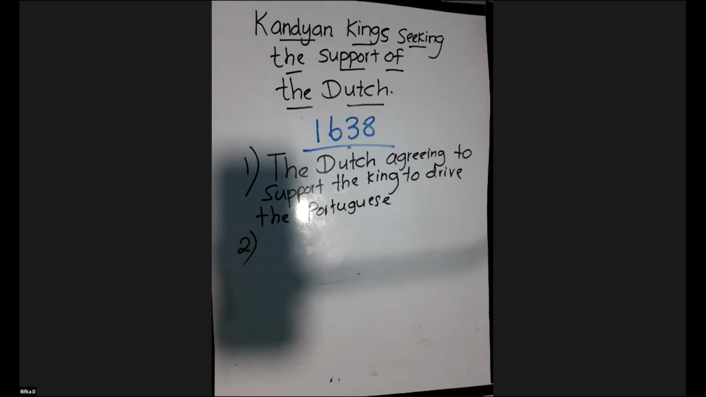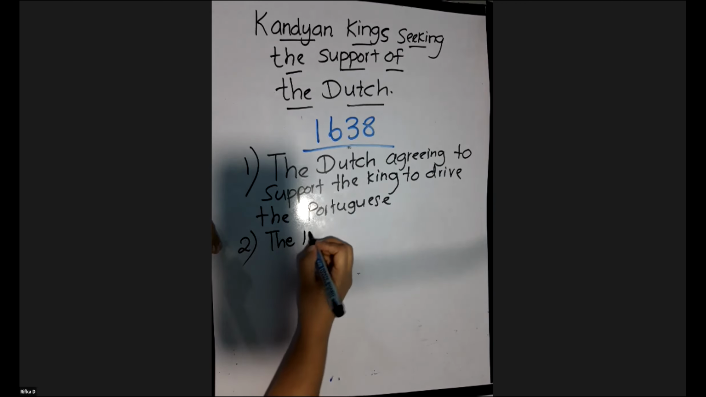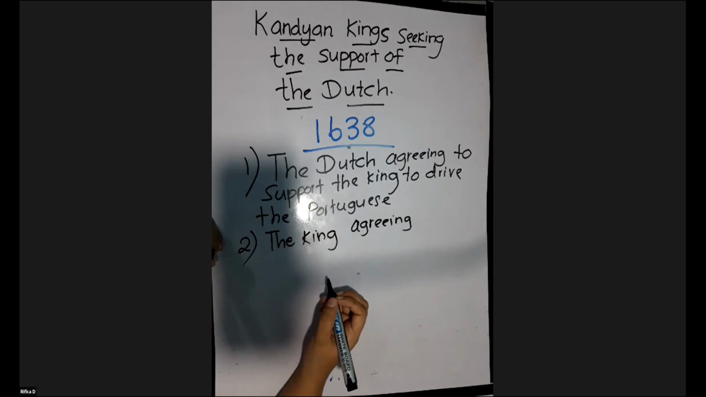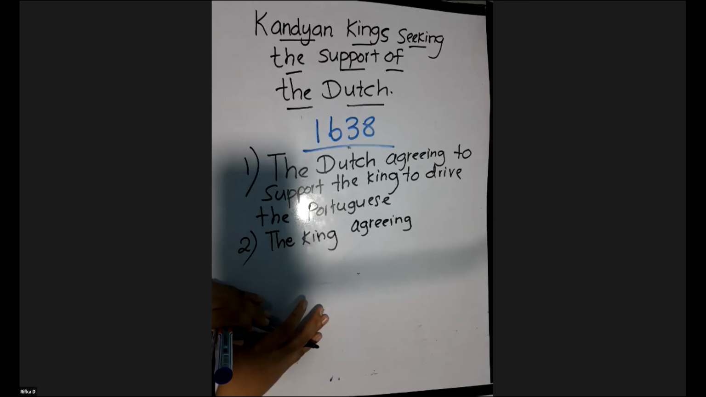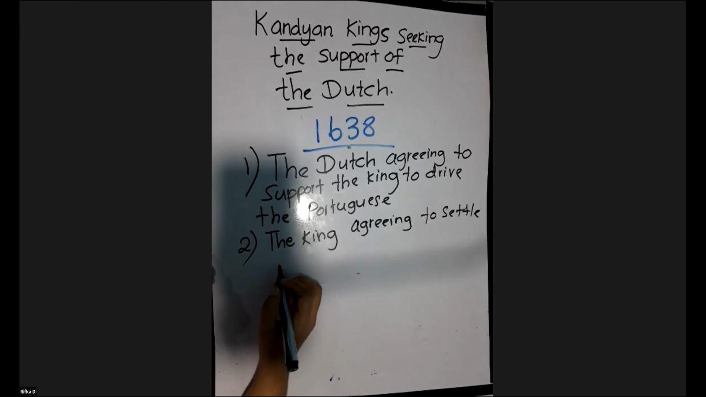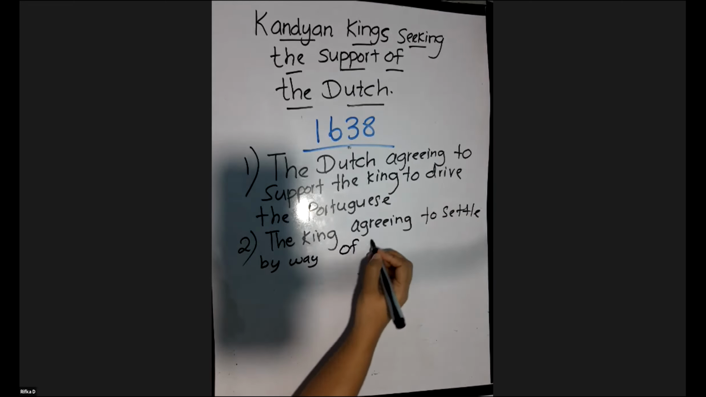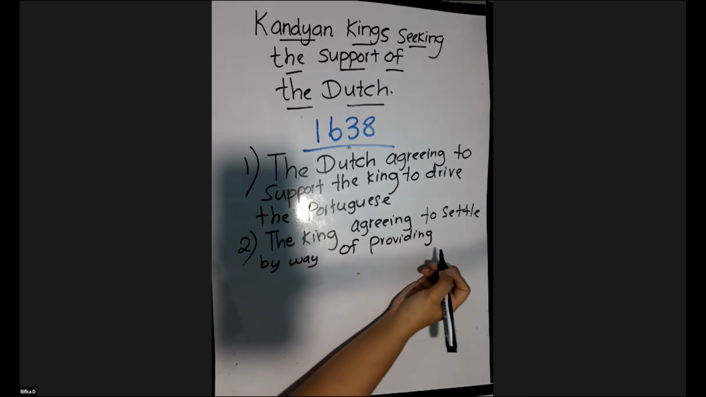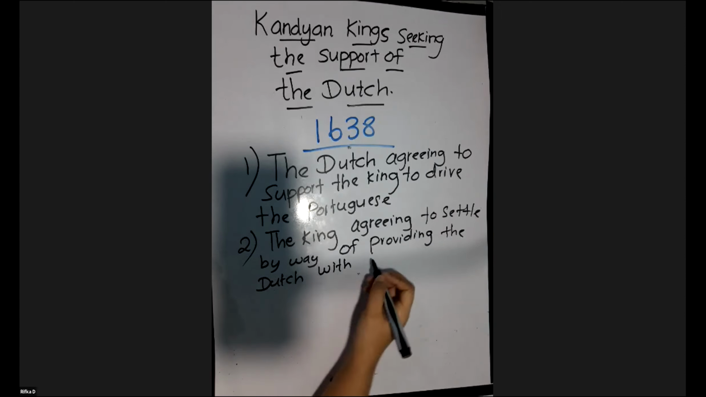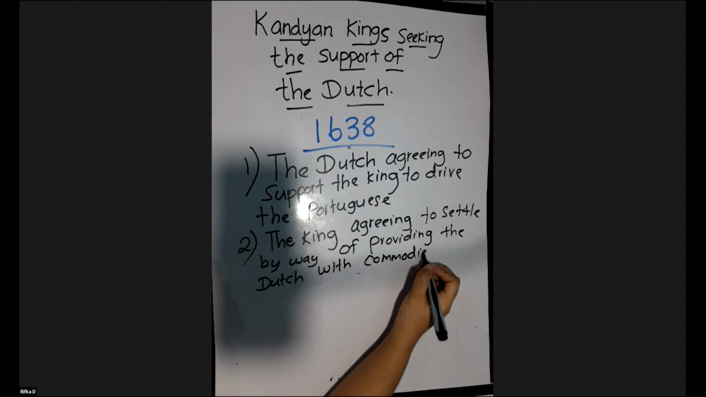And then, secondly, the king agreeing to settle by way of providing the Dutch commodities. I'll write it shortly, children. The king agreeing to provide what? Cinnamon, pepper. The amount that the Dutch would spend on the battles against the Portuguese. So the king agrees to settle by providing the Dutch with commodities such as cinnamon, pepper, and so on.